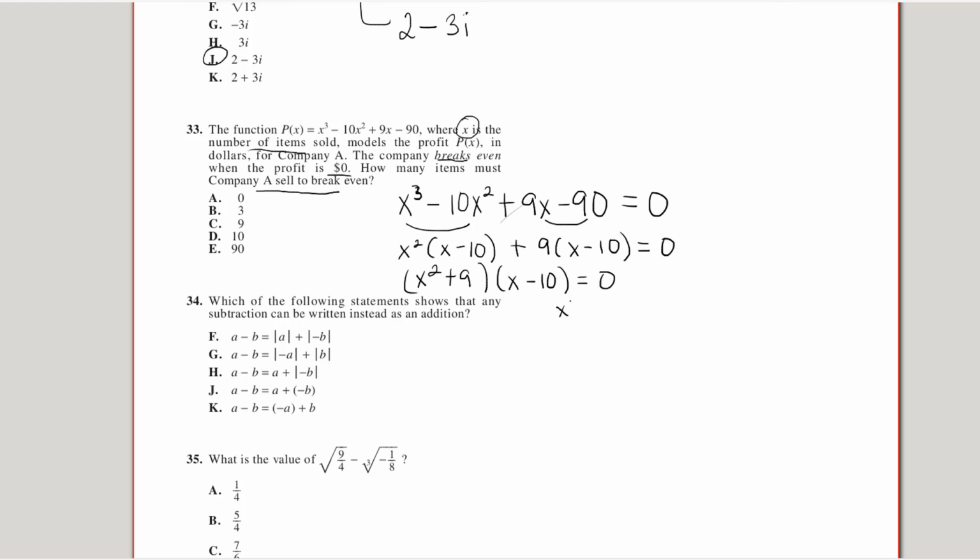Then we set each of the factors equal to 0. x squared plus 9 equals 0 is going to give us the square root of a negative number, and that's not going to work for our answer. And x minus 10 equal to 0 gives x equals 10. That's the value we're looking for, answer choice D. That's how many items to sell to break even.